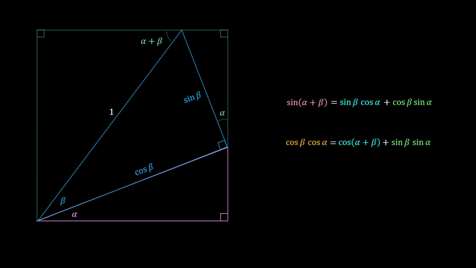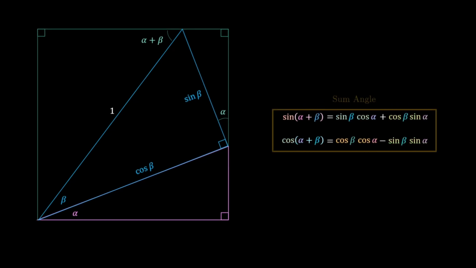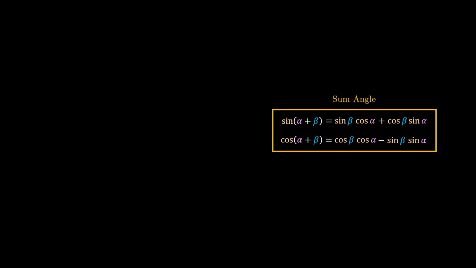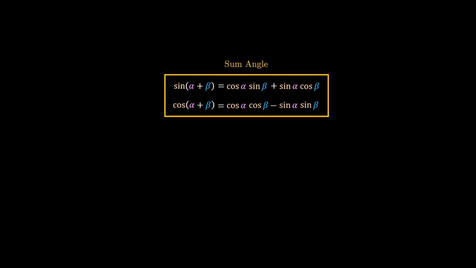We want to isolate for cosine of alpha plus beta, so we rearrange it, and we arrive at our sum angle property for sine and cosine, because we are summing two angles, alpha and beta. Let's clean this up, move this here. I rearrange the terms so the alpha will come before the beta.